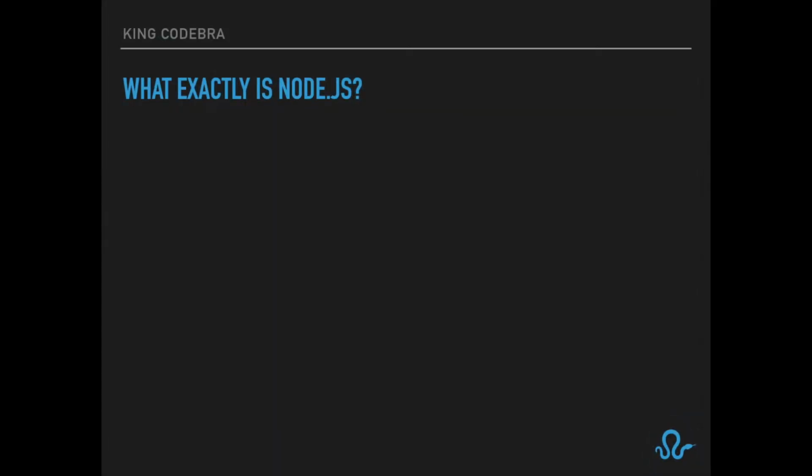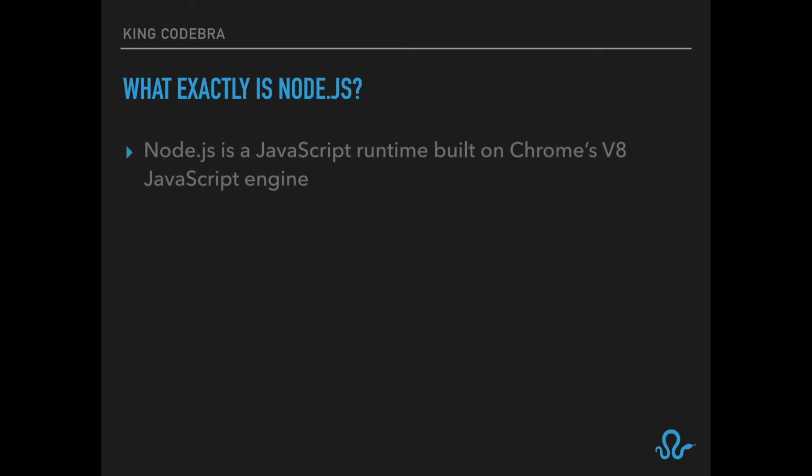Now that you have a better understanding of what you can do with Node, let's take a high-level overview of how it looks under the hood. The official definition of Node is a JavaScript runtime built on Chrome's V8 JavaScript engine. All this really means is that Node allows us to run JavaScript outside of the browser.